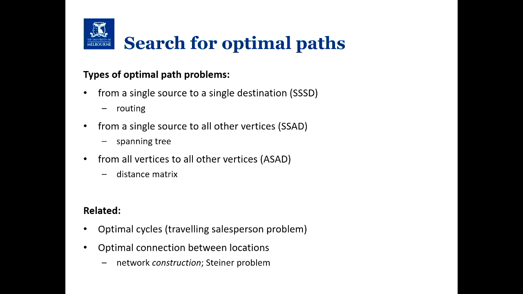The second one is that we're trying to find a route from one single source to all other vertices. We're creating something which is called a spanning tree. And a third option, I'm sure you've guessed it, is that I'm trying to find distances from all nodes to all other nodes. Then I'm creating the distance matrix, from all vertices to all other vertices, from any place to any other place.